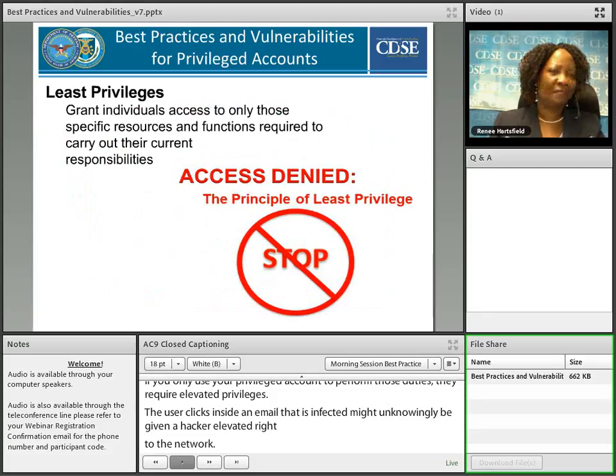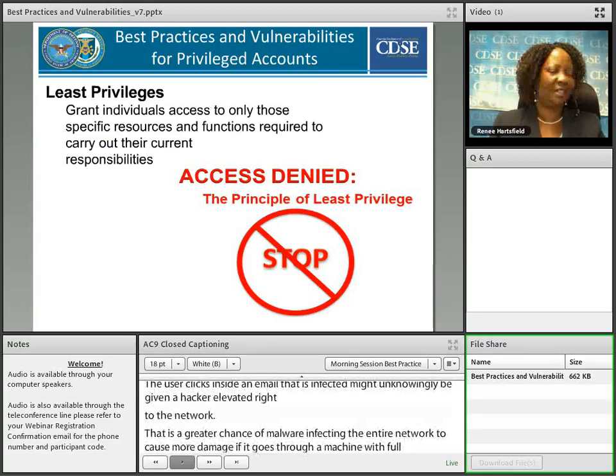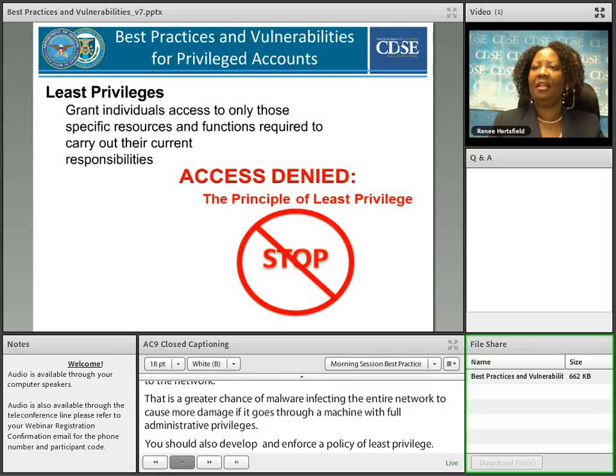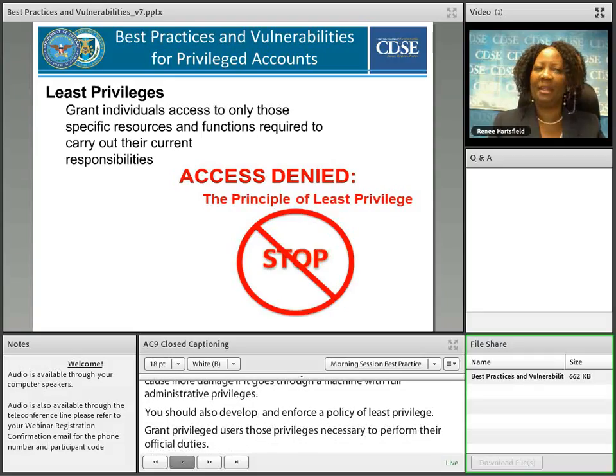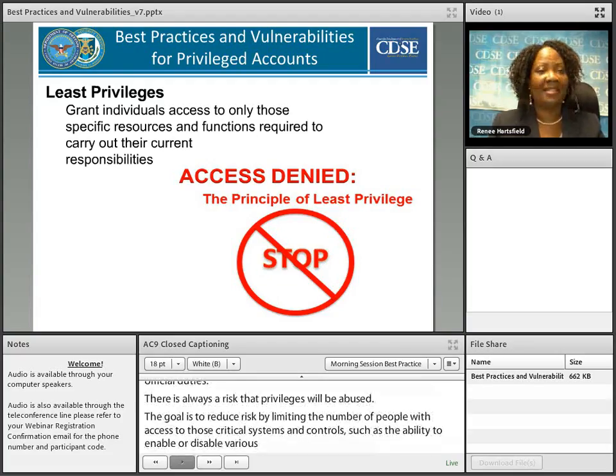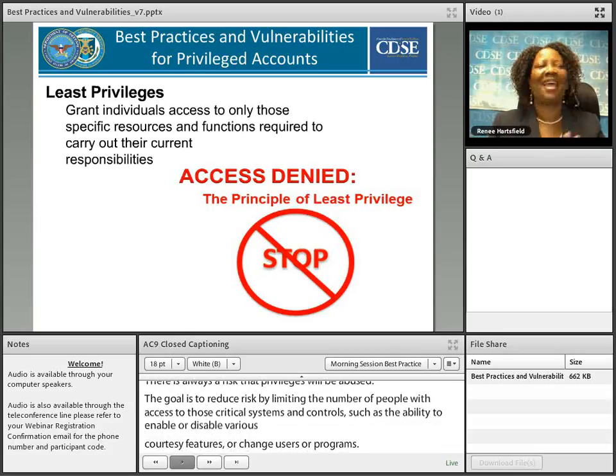You should also develop and enforce a policy of least privilege. Grant privileged users only those privileges that are necessary to perform their official duty. There is always a risk that privileges will be abused. The goal is to reduce risk by limiting the number of people with access to those critical system security controls, such as the ability to enable or disable various system security features, or even change privileges of users or programs. Best practices suggest that it is better to have several administrators with limited access than to have one administrator that has access to everything.